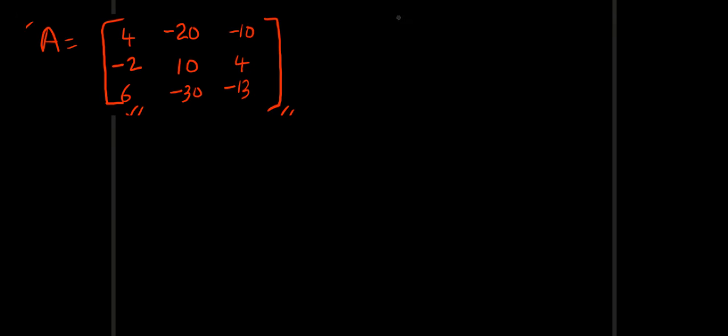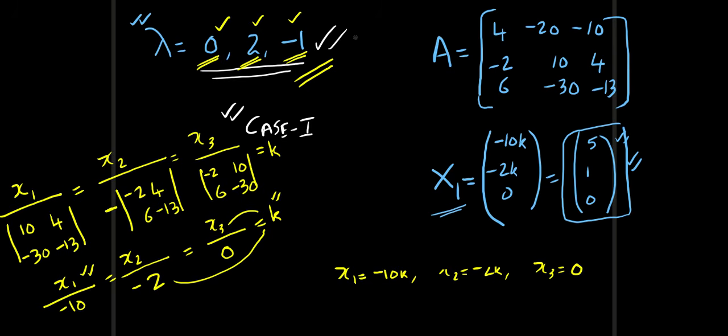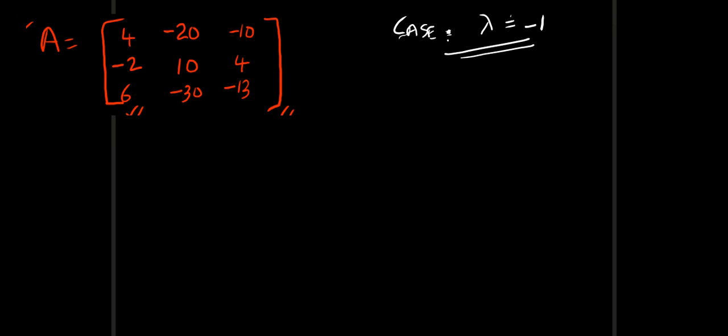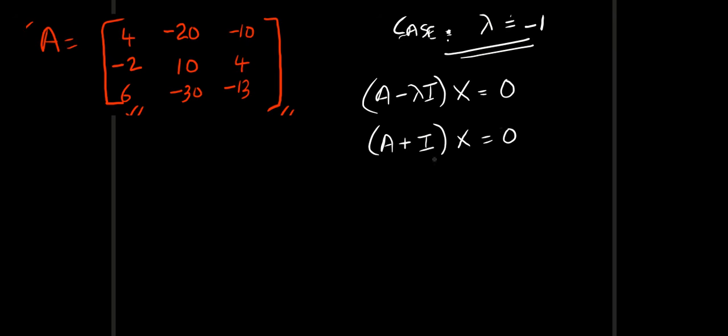So case 3, so we have our matrix here, and let's go for the last value of lambda. Lambda is equal to, let's check it. Yeah, lambda is equal to minus 1. Okay. Now, as usual, the characteristic equation is (A minus lambda I) x is equal to 0. Now let's plug in minus 1. So that will be (A plus I) x is equal to 0.